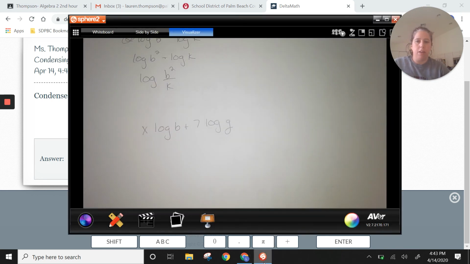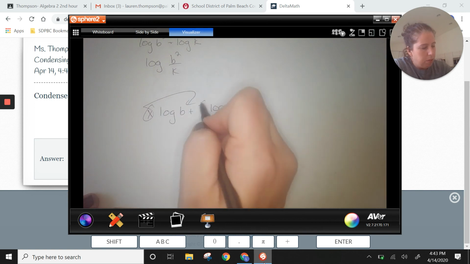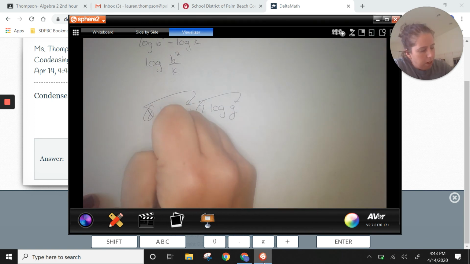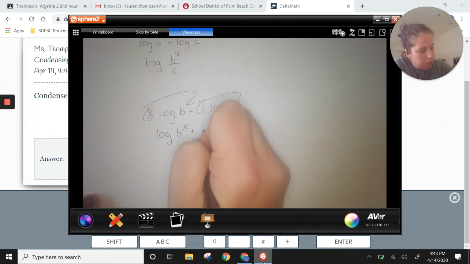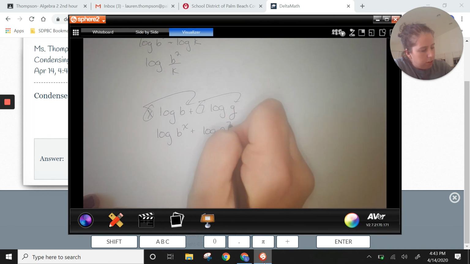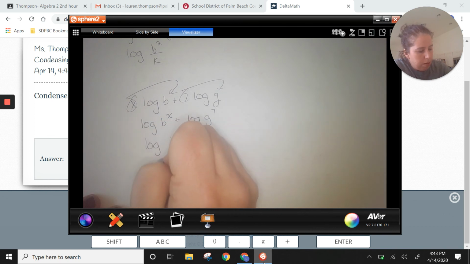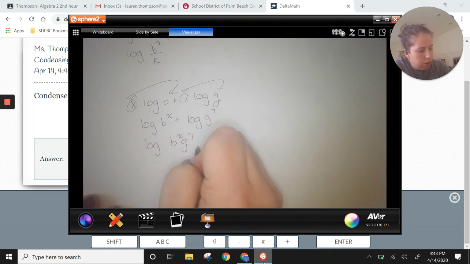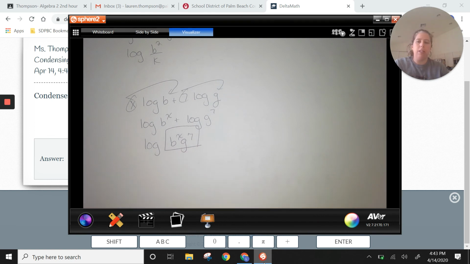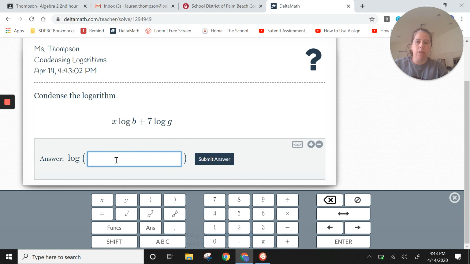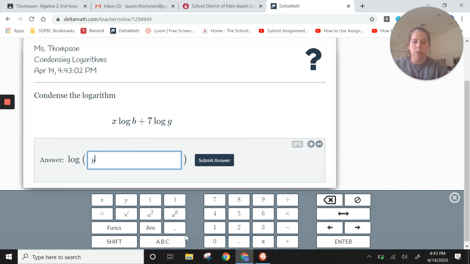So we got x log b plus 7 log g. All right, so again, exponents to the top. So we got log b to the x plus log g to the 7th. Now plus means multiply, so we got log b to the x, g to the 7th. This is the part you're putting in the answer because you already got the log part. So right here, you're just going to go b to the x, so b raised to the x power, and then you're just going to go g.